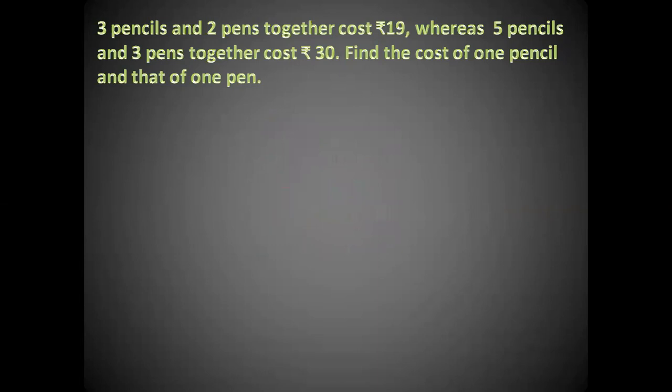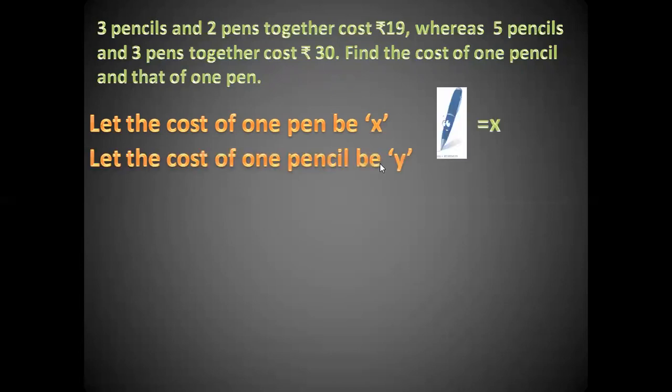Now you come back home and you want to find the cost of one pencil and that of one pen. How will you solve this problem? So this is in the statement form. You have to convert this into the mathematical form, that is in the form of equation. Now you don't know the cost of one pen, so let the cost of one pen be x. It can be any variable. Let the cost of one pencil be y.